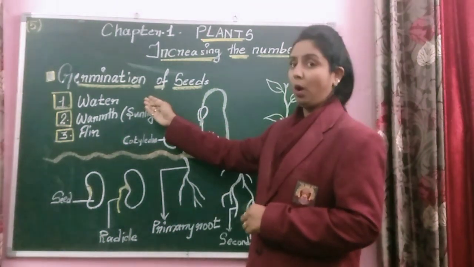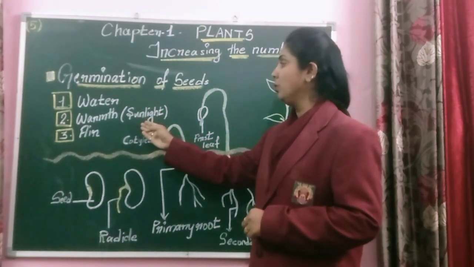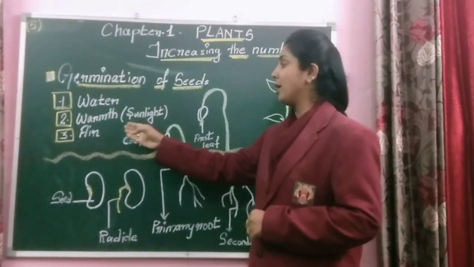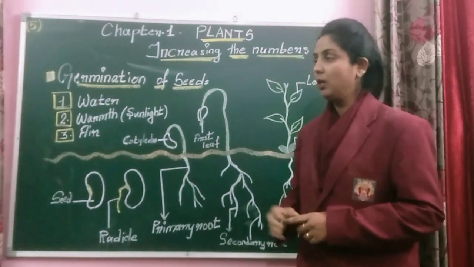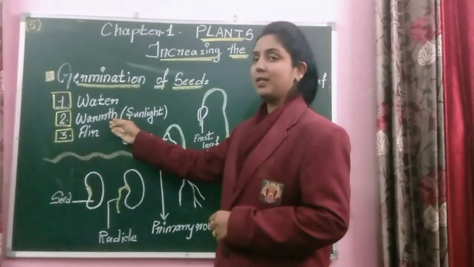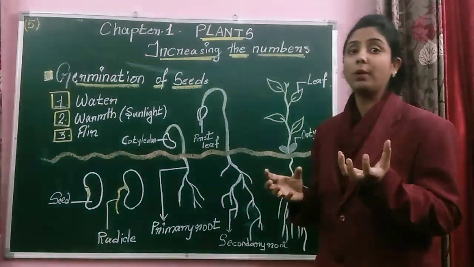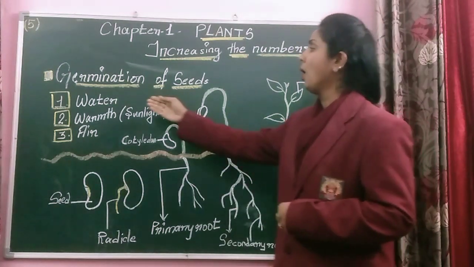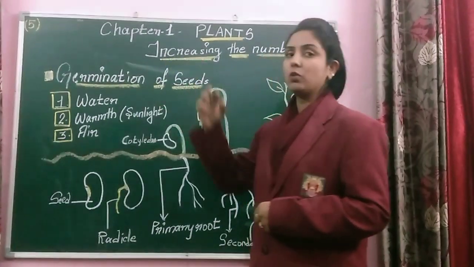Number 1, water is required. Number 2, sunlight is required. And number 3, air is required. Now sunlight, we can call it warmth, because we are getting warm from the sunlight. What happens if water is not there?